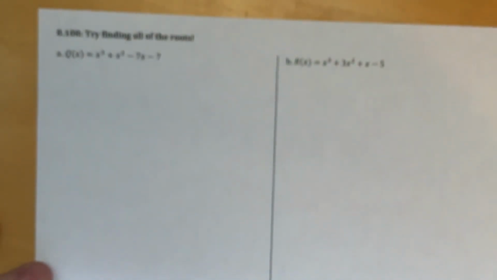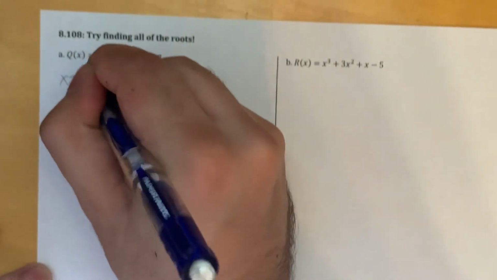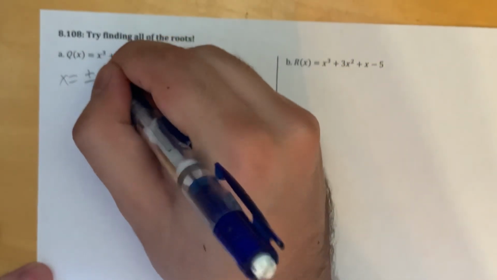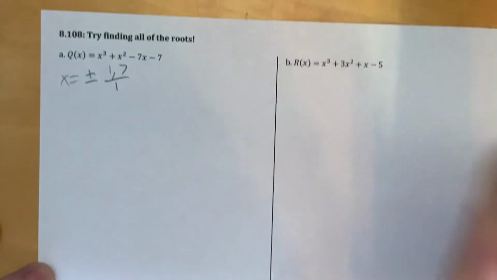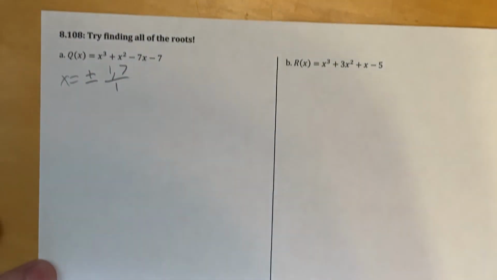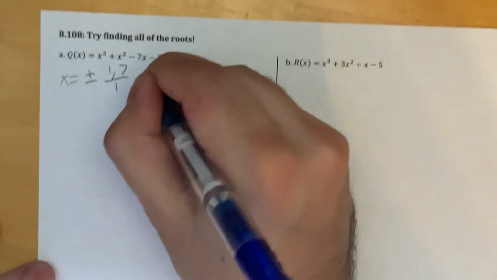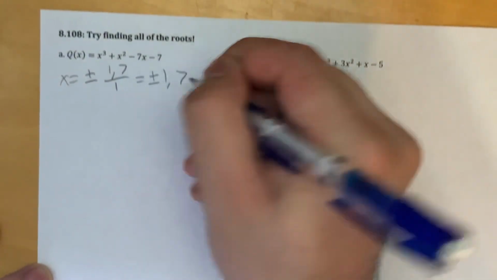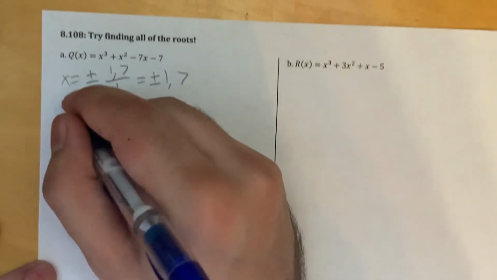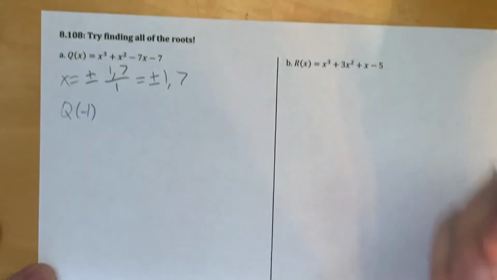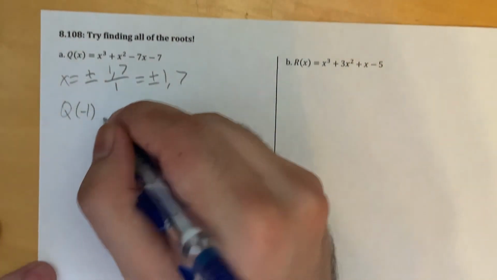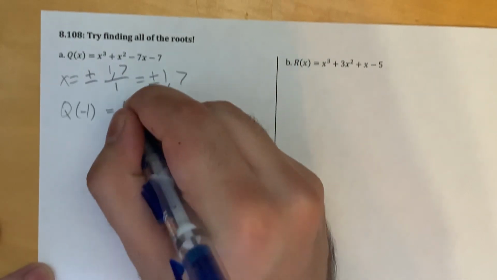So, try finding all the roots. Well, I already showed you how. So x equals plus or minus, what's the factors of 7? 1 and 7, all over the factors of the leading coefficient, which is just 1. X equals plus or minus 1 and 7. Well, I guessed my first try and I got it right. Q of -1, I found that to equal 0. And I was right the very first time.